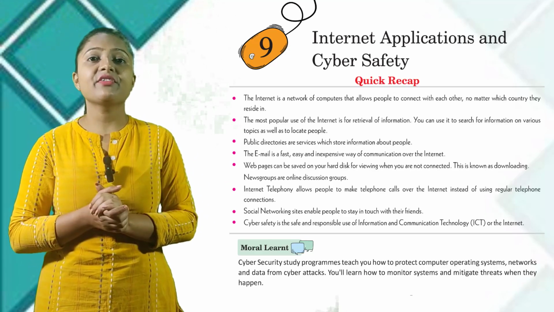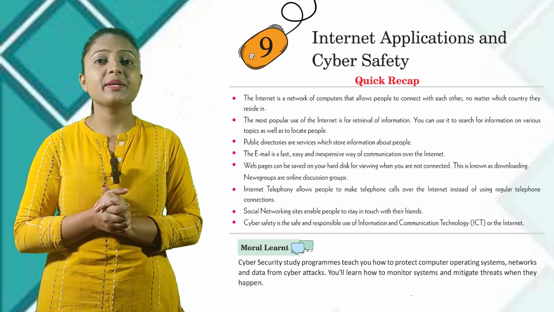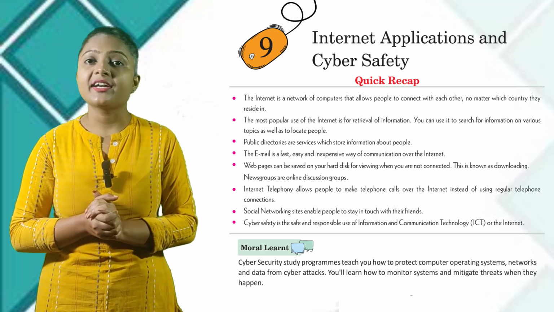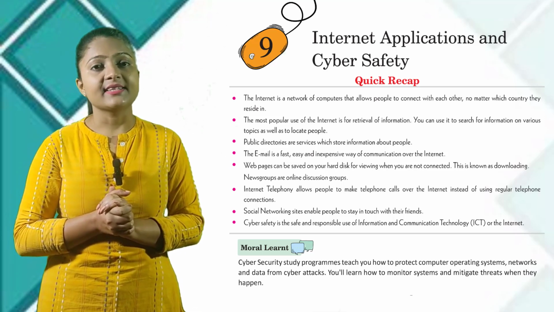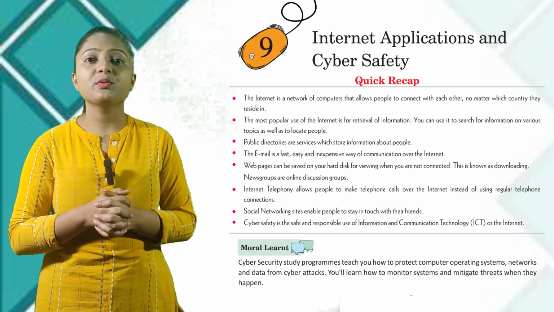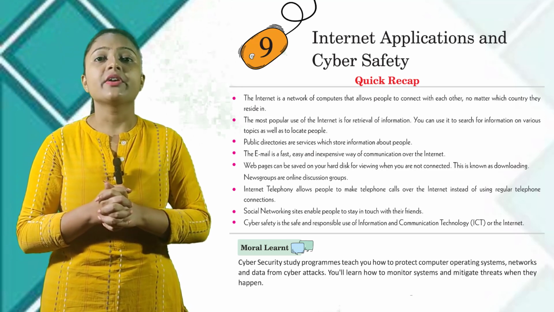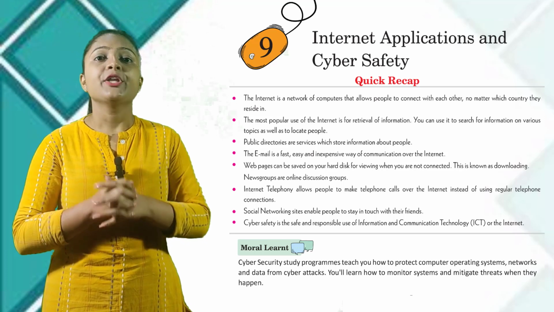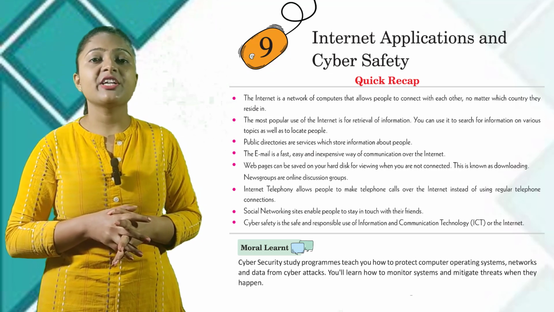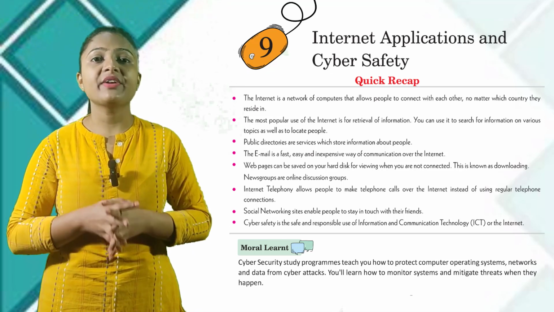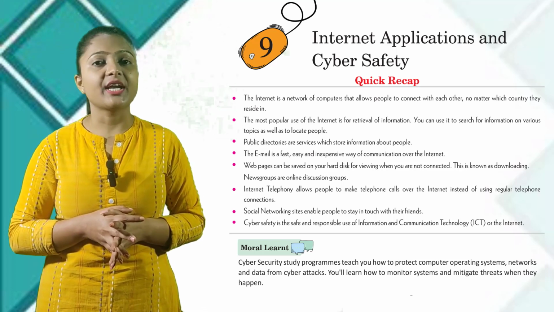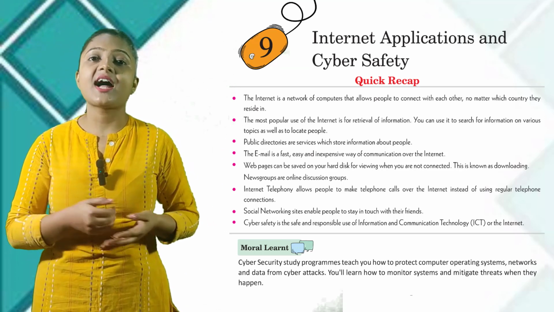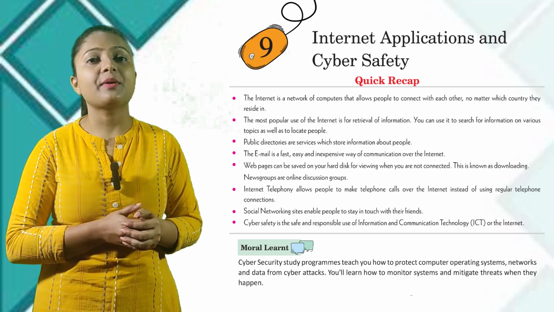The internet is a network of computers that allows people to connect with each other no matter which country they reside in. The most popular use of the internet is for retrieval of information. You can use it to search for information on various topics as well as to locate people. Public directories are services which store information about people.